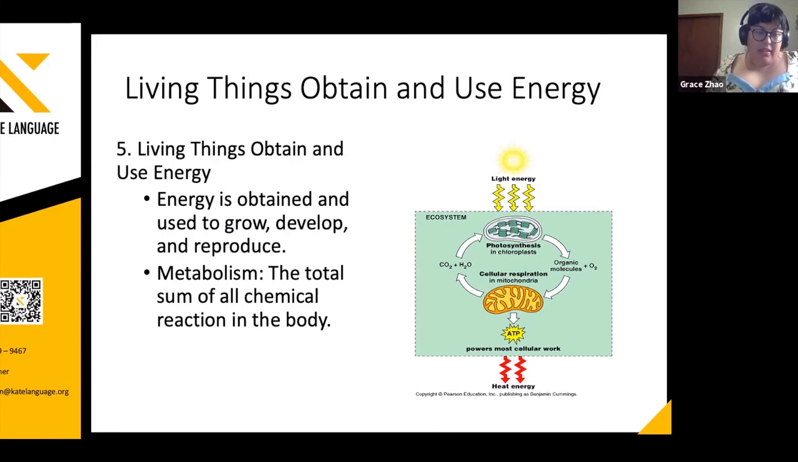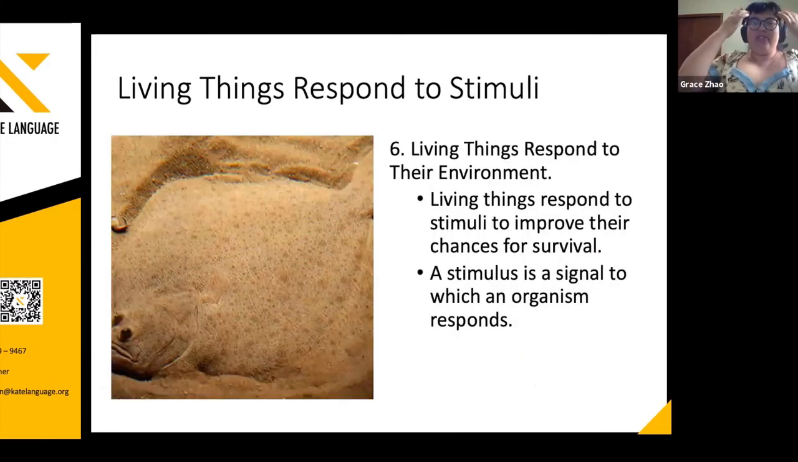Number 6, living things respond to stimulus. So, I'm new to Canada and I'm still experiencing winter, but something I realized when I would go into warm classrooms wearing a fuzzy sweater is that I would touch something and get a static shock, and it would hurt because of the dryness of the air.